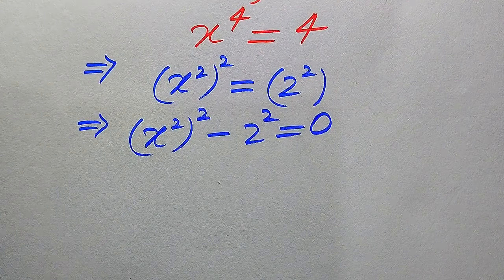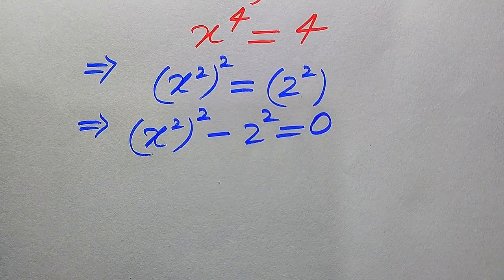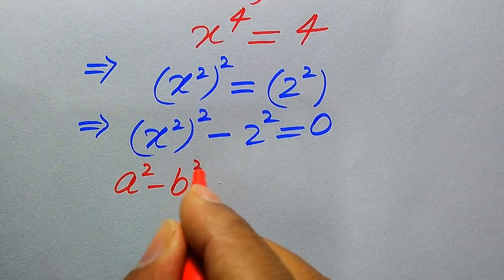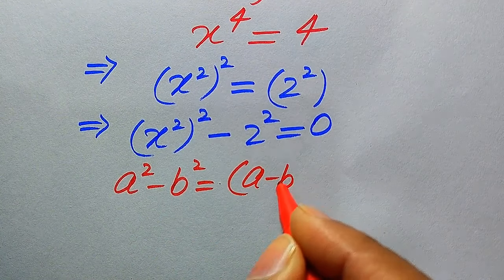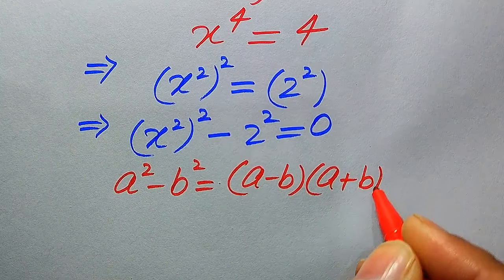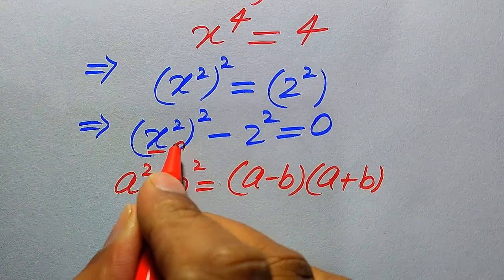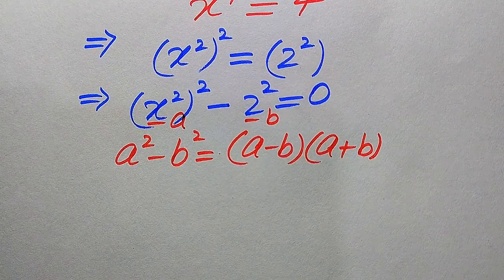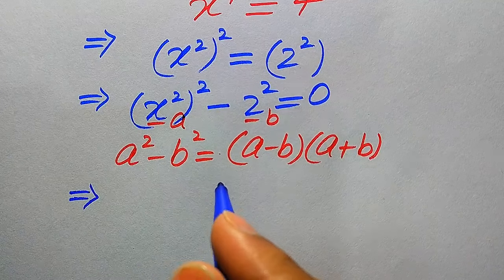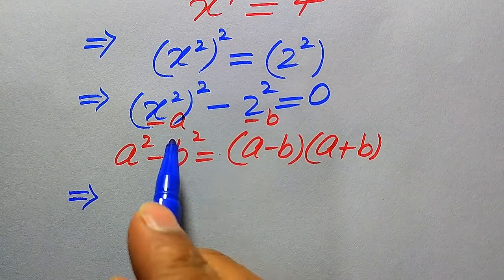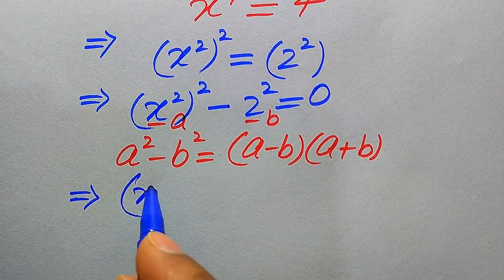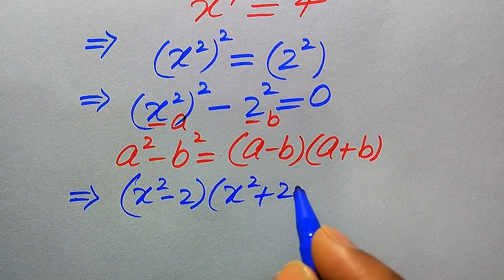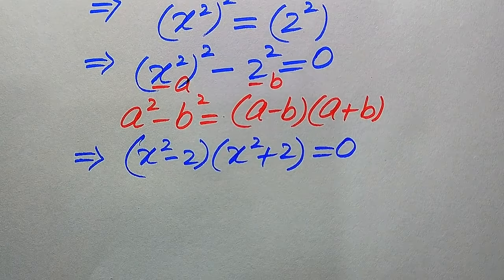And in the next step we need more simplification, and here we use the nice algebraic formula. You know that if we have a square minus b square, it equals a minus b times a plus b. And you see here the base of this term is our a and the base of this term is our b. So when we use this formula, it will be written in this form: a minus b is our first factor, so we write x square minus 2, into x square plus 2, and this whole equation equals 0.